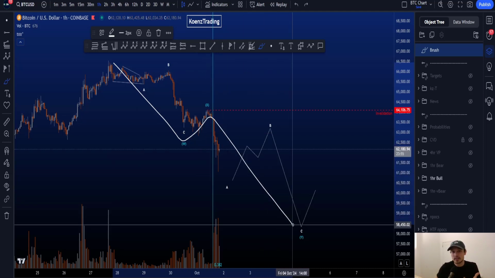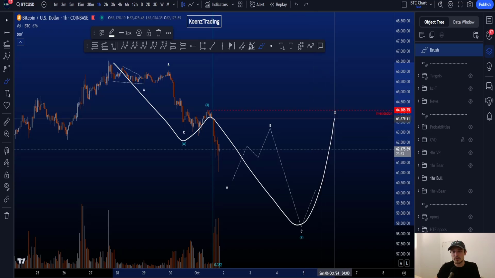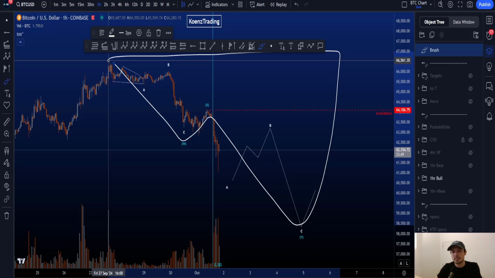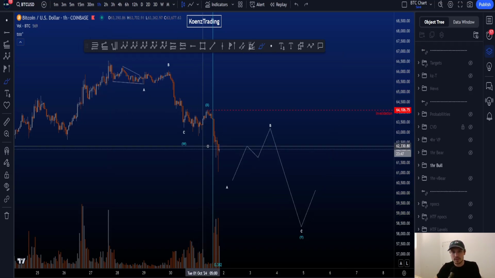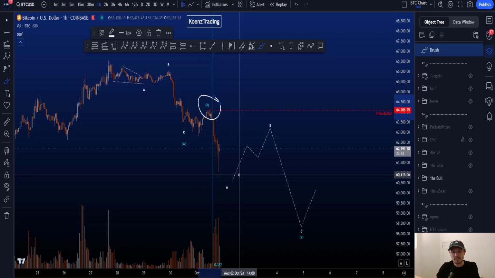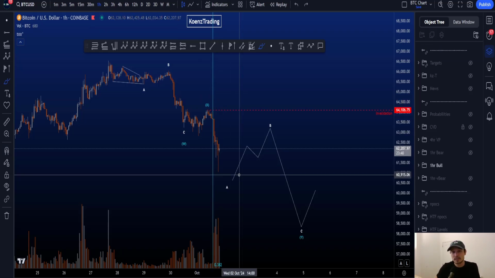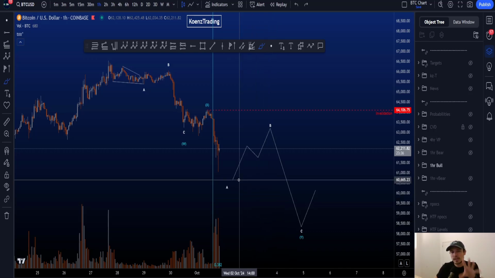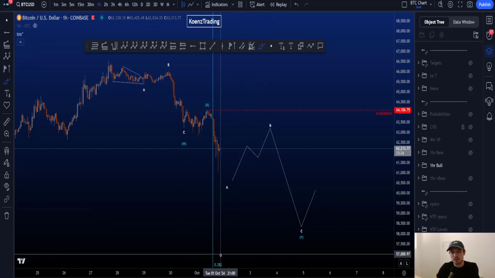Now this is a corrective structure, and after a WXY zigzag, you expect price to move up to take out the high here at about 66.5k. The invalidation is also this high here at 64.1k, similar compared to the impulse to the downside, making life simple, but what you can see is a vertical line on the chart.